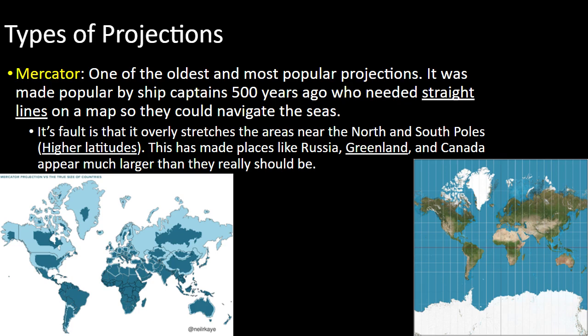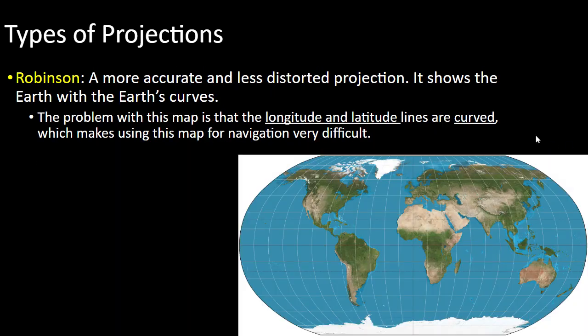The other is going to be a Robinson map, and this is the more accurate map. It's a less distorted projection. It shows the Earth with curves because the Earth is round. It is a globe. It is not flat.